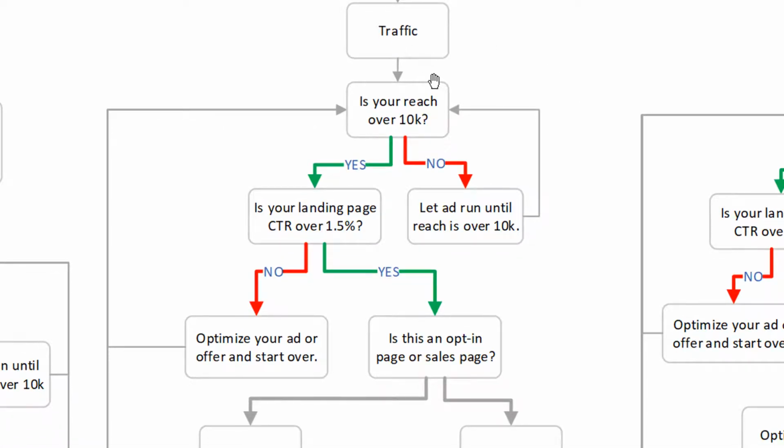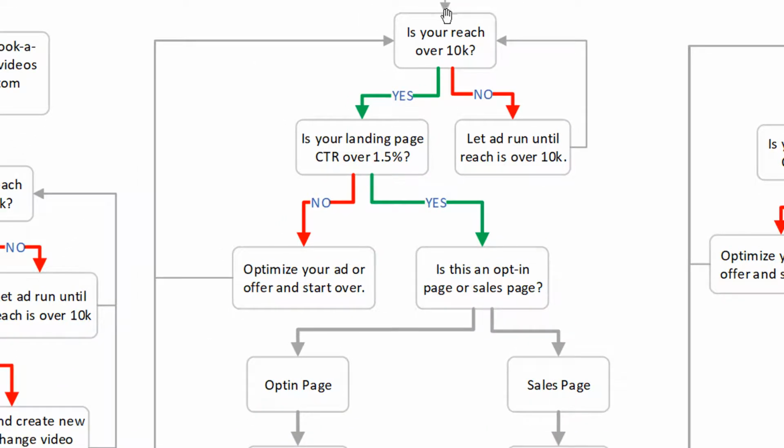So, for example, let's say this was a traffic campaign. Did you reach over 10,000 people? If no, then let your ad run until you reach at least 10,000 people. And it could be lower. It could be 3,000 or 5,000, but we put 10,000 for now.